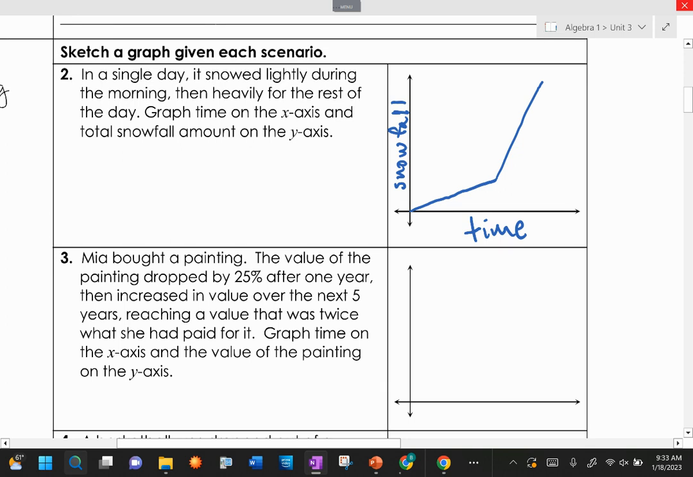Let's talk about number 3. So we have Mia bought a painting. The value of the painting dropped by 25% after 1 year, then increased in value over the next 5 years, reaching a value that was twice what she had paid for it. Graph time on the x-axis and value of the painting on the y-axis. I think I'm going to let you try this one on your own with the person you're sitting next to. So, time on the bottom, and value can go on your y-axis.